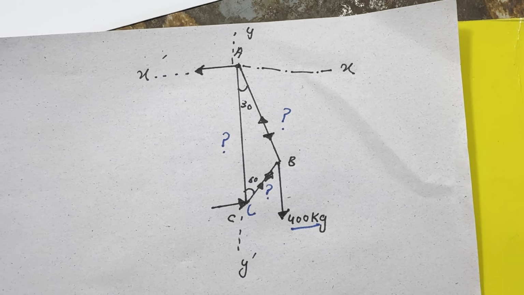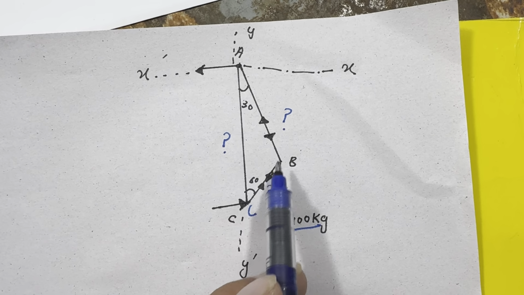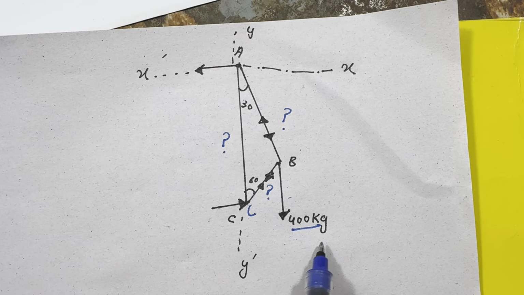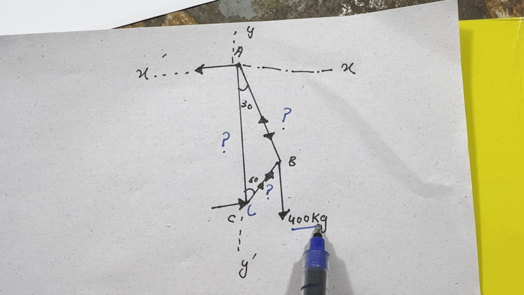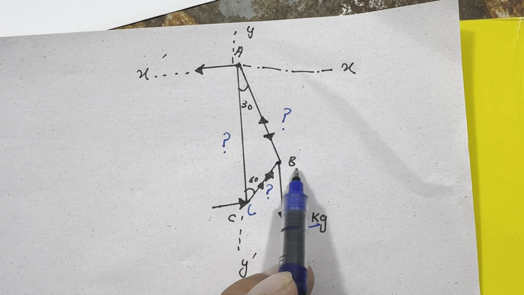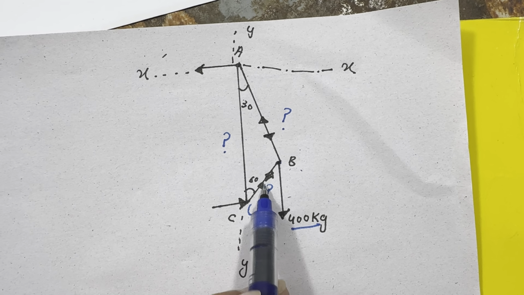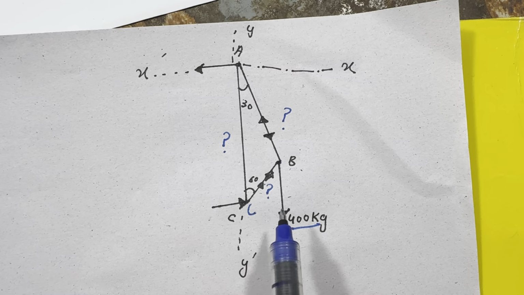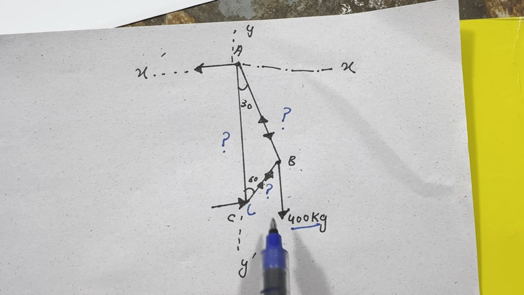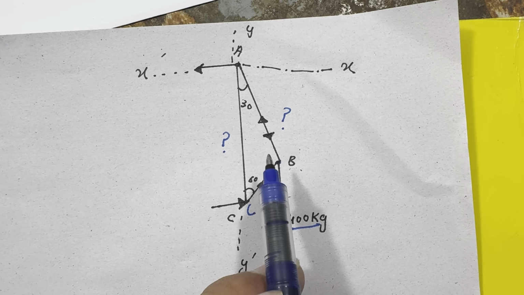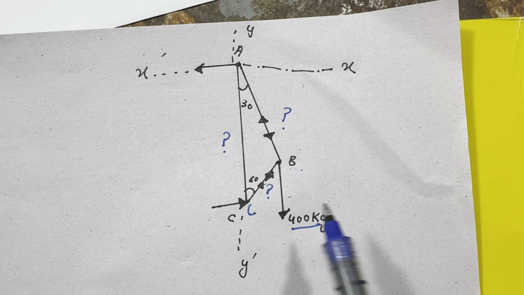Hello students, today we will find the forces in this member, which is exerted by 400 kgs at joint B, and we will find the force in this member and in this member of this loaded truss. This truss is assumed to be in equilibrium.